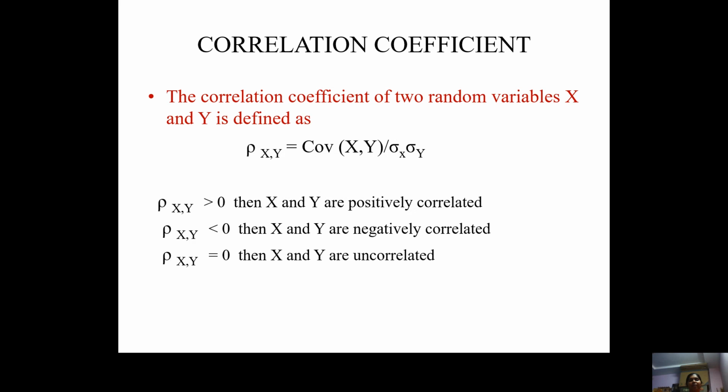When rho of xy is greater than 0, then x and y are positively correlated, so its value will be positive. And if rho of xy is less than 0, x and y are negatively correlated, so the relation between those two random variables will be negative. If rho of xy is 0, then x and y are uncorrelated because there is no relation between them. So then only we will get the correlation coefficient as 0.